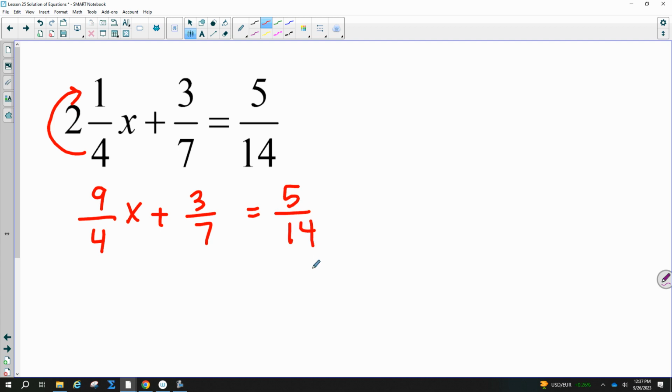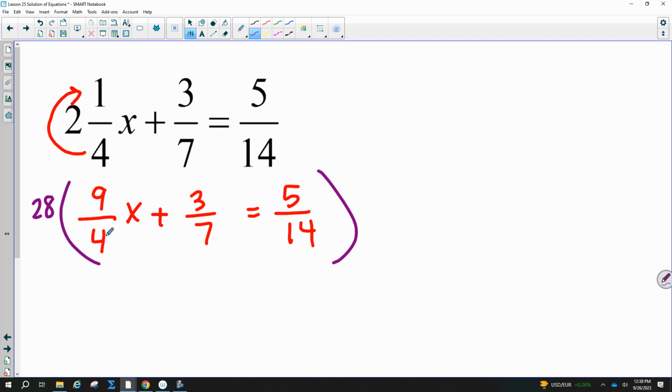This is called clearing fractions or fraction busting. What we need is a number that 14, 7, and 4 all go into. Start with the biggest number and then double it, like do multiples of 14 until all the numbers go in. Okay, so 28 would be a great one to multiply by. So what I'm going to do is actually multiply this entire equation by 28. And what is super cool is it cancels the fractions first, and then you only have whole numbers, so it's much quicker if you do it this way. All right, so everyone, what is 28 divided by 4?